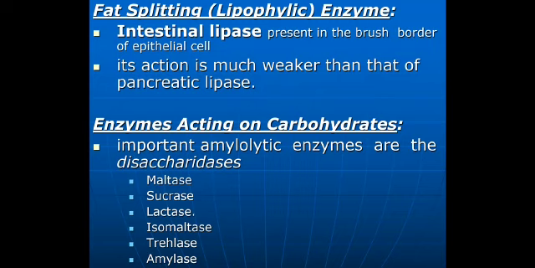You can see the process of digestion of carbohydrate starts in the saliva along with the stomach, and finally it is completed in the small intestine, predominantly the carbohydrate-splitting enzymes in the duodenum. Similarly, the fat and proteins.